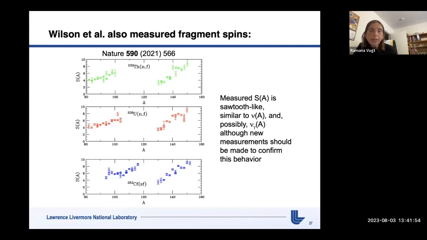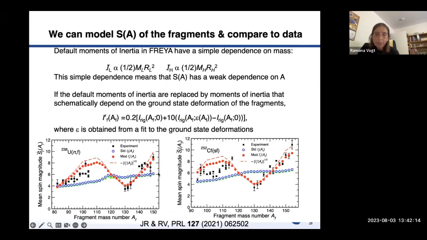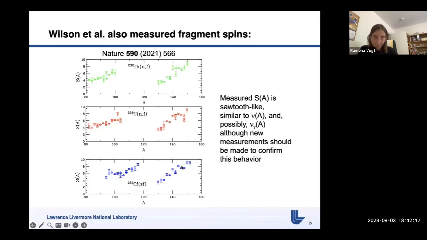I mean, they also did measure the fragment spins by what they inferred from their photon lines, and they saw this spin as a function of fragment mass. This is the light fragment over here. Whoops, the heavy fragment over here. So if you squint, you can see, especially here, it looks similar to the sawtooth that was mentioned for the neutron emission as a function of fragment mass.